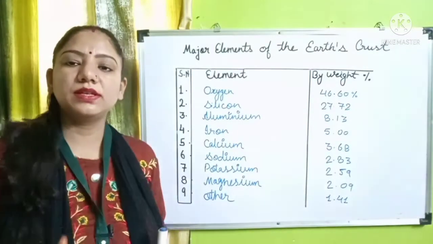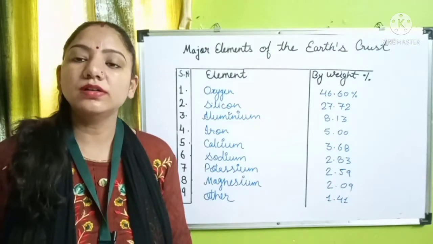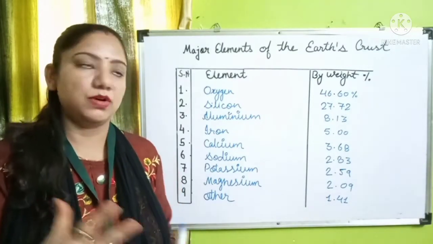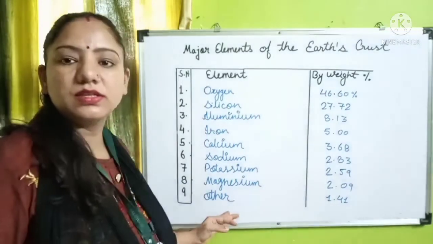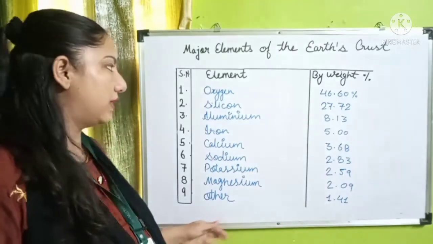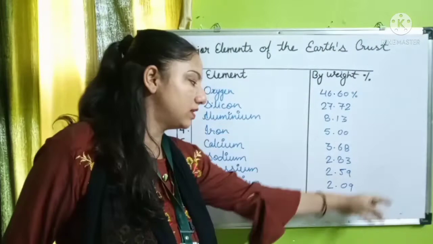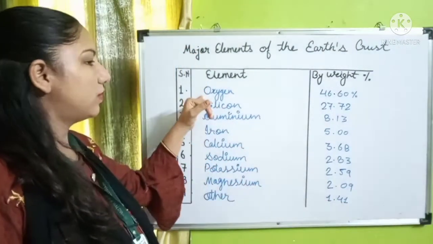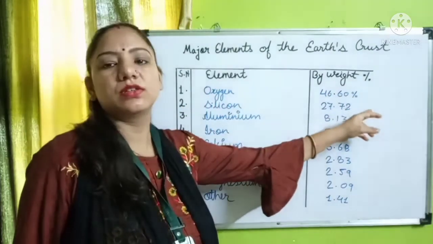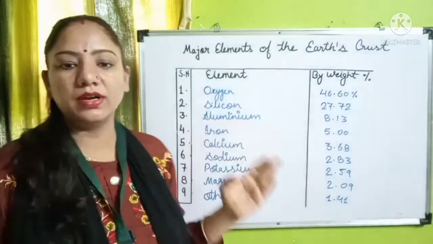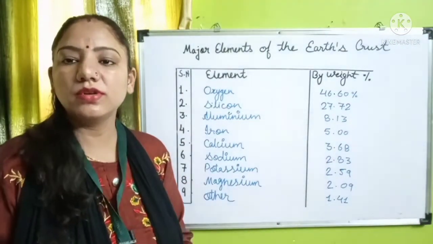Students, now let's see what are the major elements through which our earth's crust is made up of. So there are a total of 8 major elements, and the 9th is the other type of element, where the most important element, if we go through the percentage-wise, out of 100%, the most important element is oxygen, which is around 46.60% of the total 100%. The second major element is the silicon, which is also known as silica.